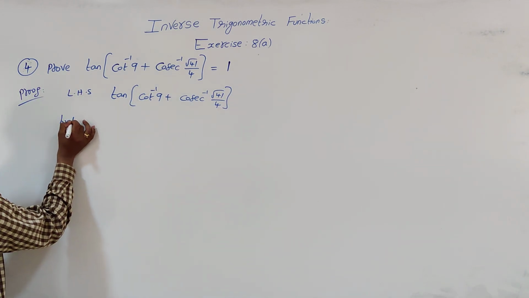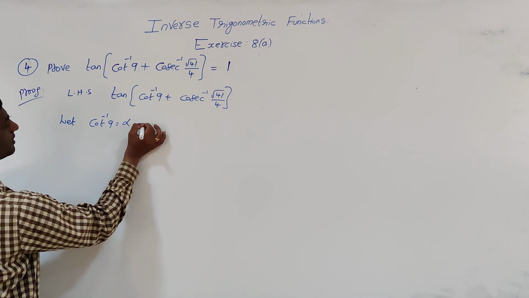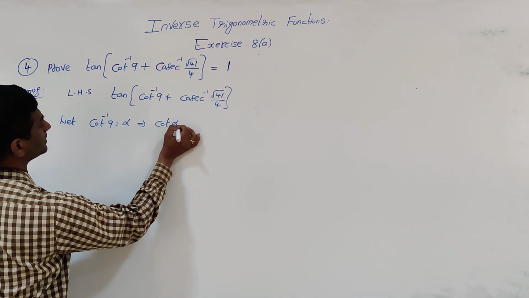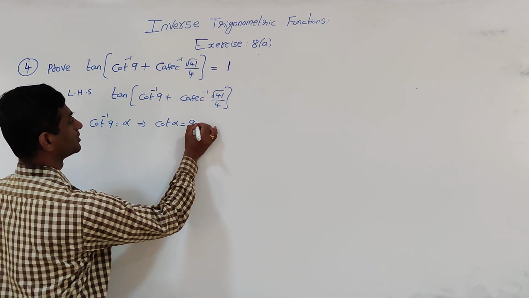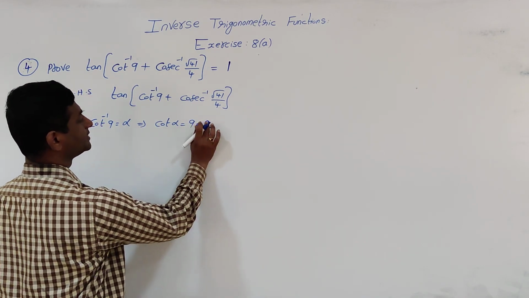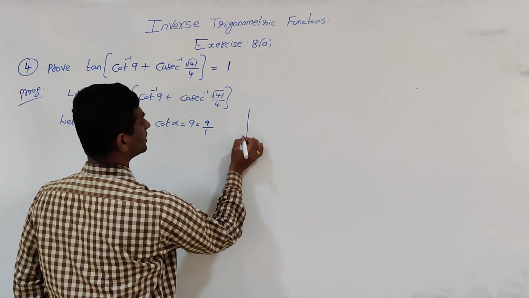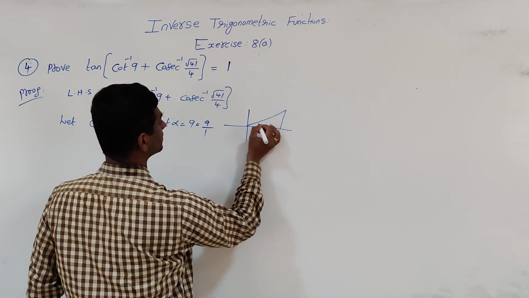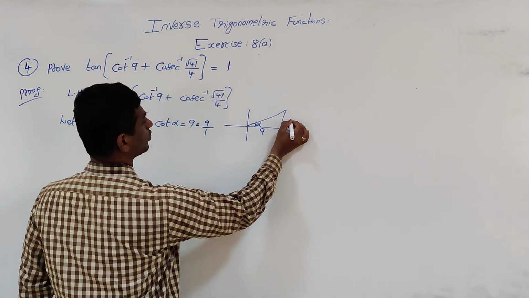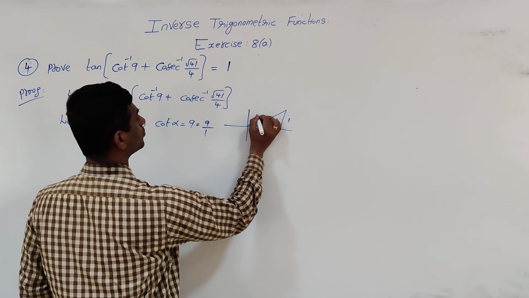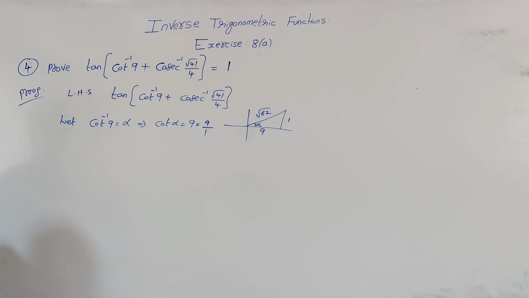So let cot inverse of 9 be alpha, which implies cot alpha is 9. 9 can be written as 9 by 1, meaning the adjacent side is 9 and the opposite side is 1. So go for one right angle triangle for alpha. The adjacent side is 9, 1 is the opposite side, and the hypotenuse gives root 82, since 81 plus 1 is 82.